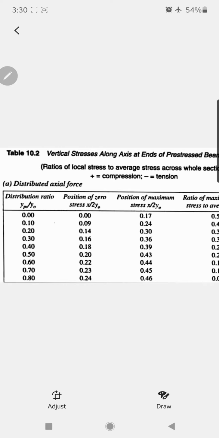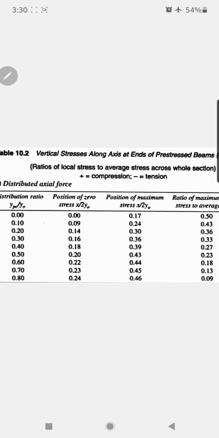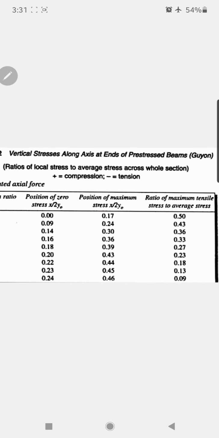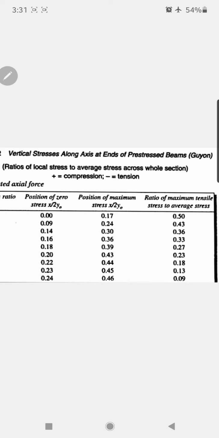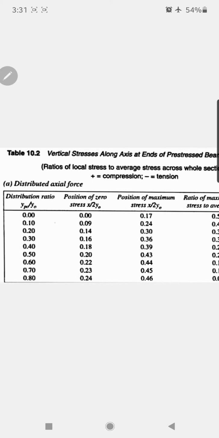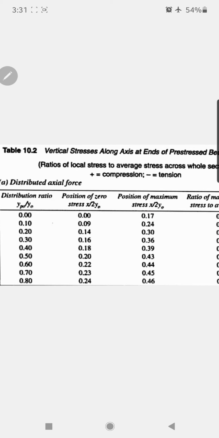The table gives the position of zero stress for different distribution ratios. In Magnell's method we assumed the position of zero stress at x equal to 0.25 h. Here we need not assume that; you will get the values directly. The position of maximum stress is also mentioned here. We calculated the position of maximum stress by principal tensile stresses, but now you can get it directly from this table, and even the maximum tensile stress can be read directly. No formulas are required. What you require is the distribution ratio yp naught by y naught.